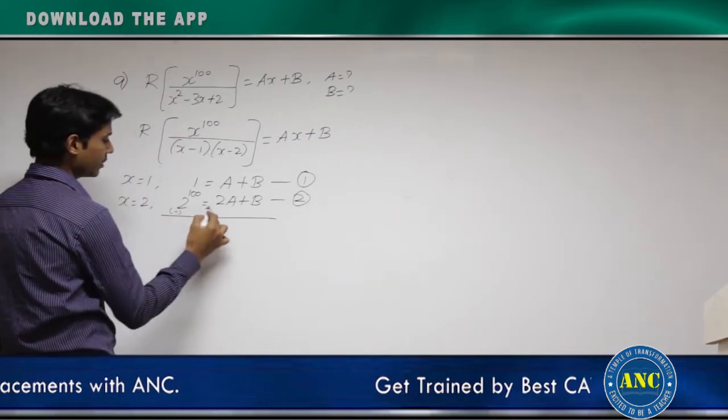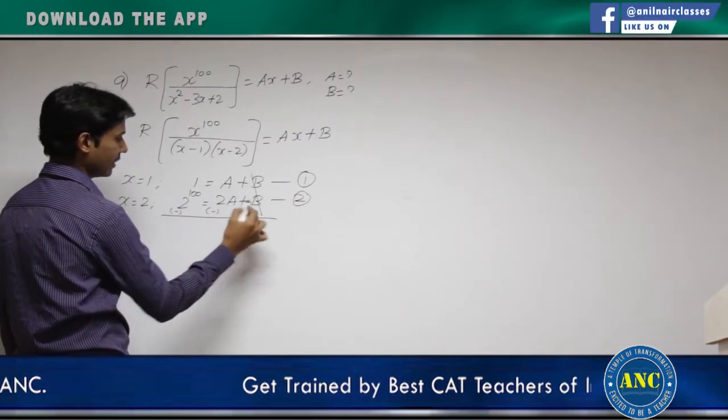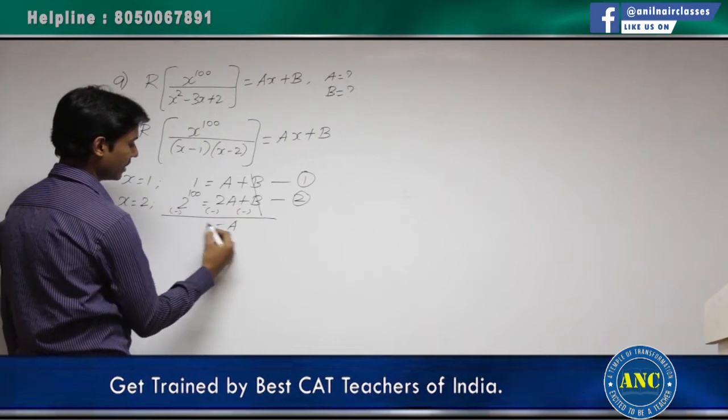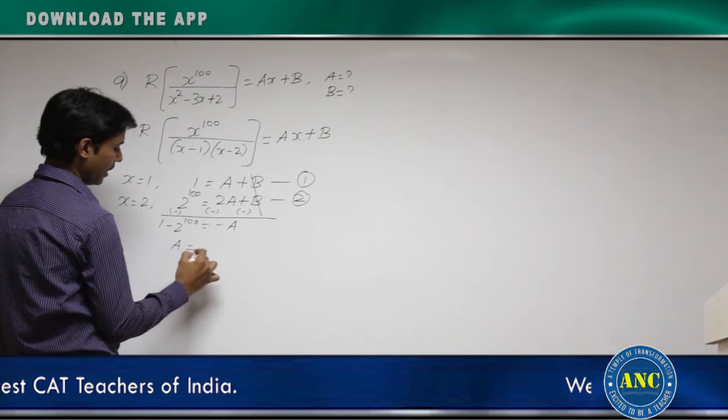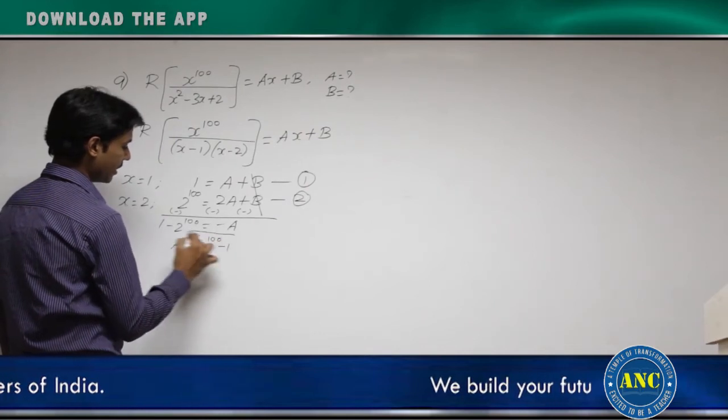Solve it. Subtracting, b cancels. a - 2a is -a, and the right side is 1 - 2^100. But we want +a, so it becomes 2^100 - 1.